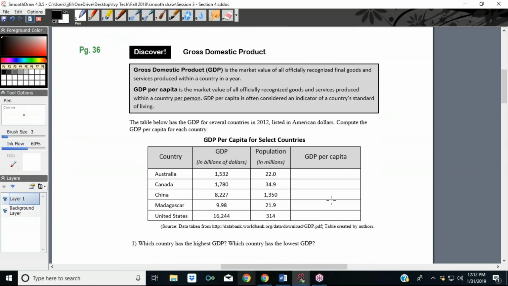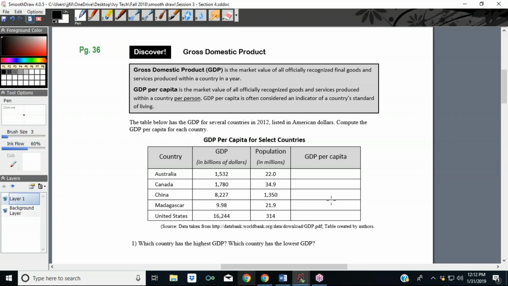All right, so let's look at page 36 and actually do some calculations here. It says here the gross domestic product, the GDP, is the market value of all officially recognized final goods and services produced within a country in a year. The GDP per capita, of course, is the GDP per person. It is the market value of all officially recognized goods and services produced within a country per person.